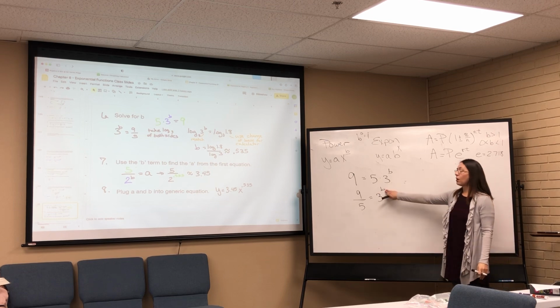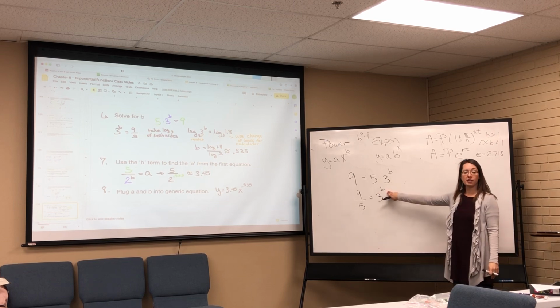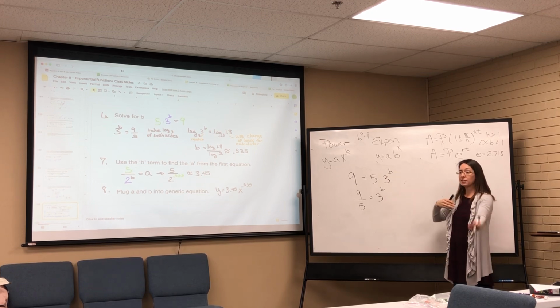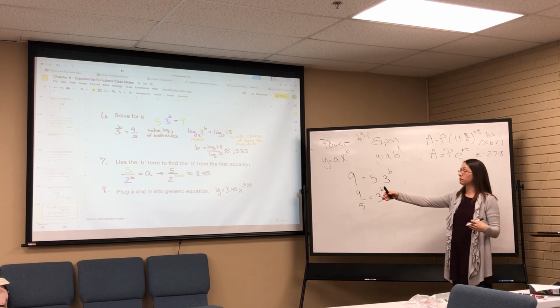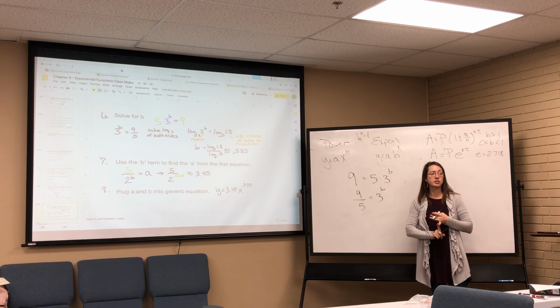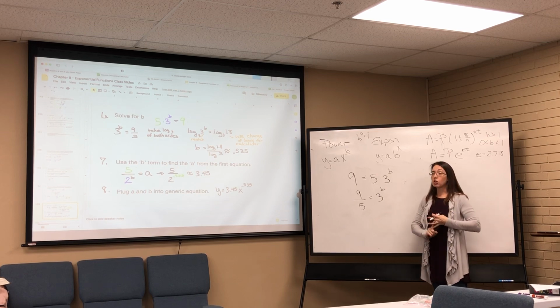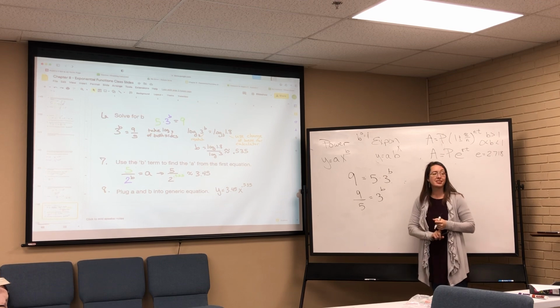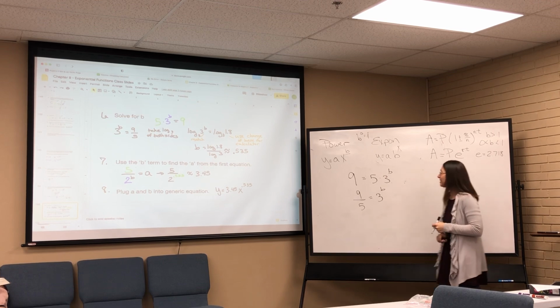Right? Now when we're solving for the exponent, we use logarithms. The opposite of an exponent is a logarithm. So we can either take the log of both sides, or we can use the log rule. There were a couple different ones. You could raise both sides to powers.